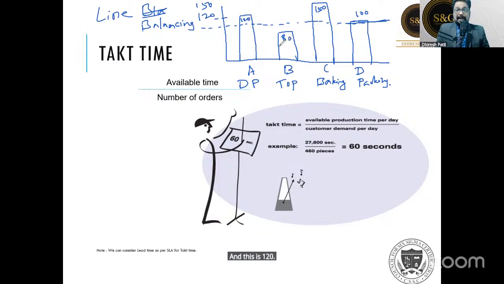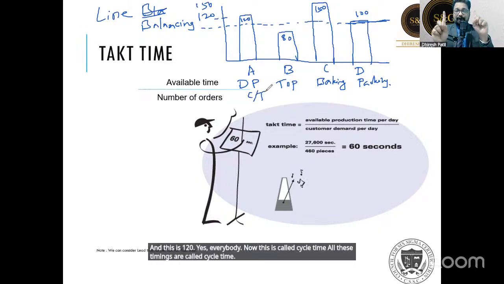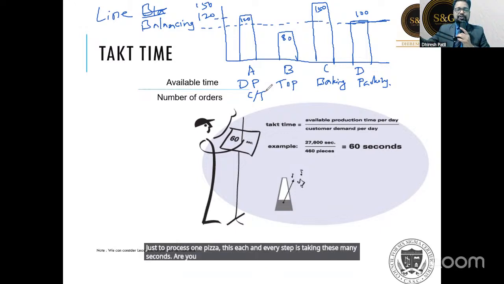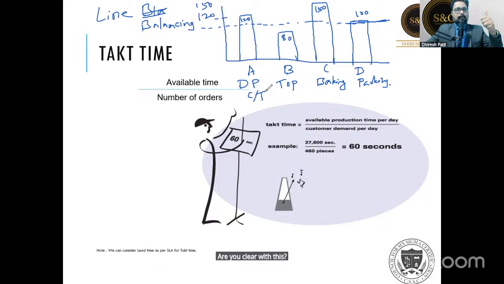Yes, everybody. Now this is called cycle time. All these timings are called cycle time. Just to process one pizza, each and every step is taking these many seconds. Are you clear with this? Just type yes in the chat box. Are you clear with this? Super clear?